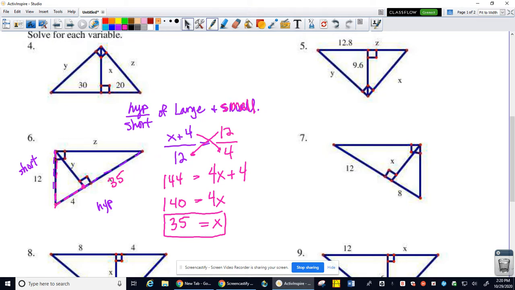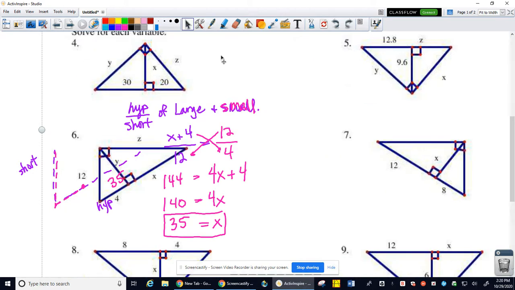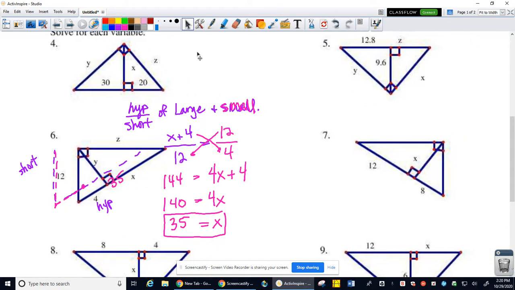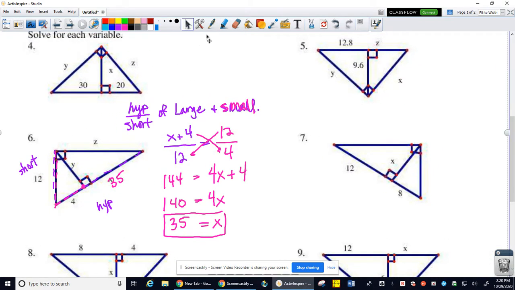Which is good to know, because now I'm going to use that information to figure out some other stuff. Oh my goodness, where'd it go? Let me put it back. There we go. Okay, so now I'm going to take that and solve for y.